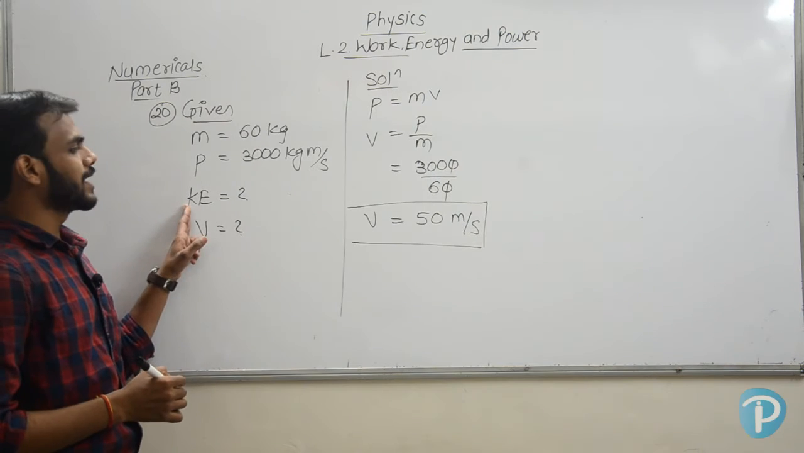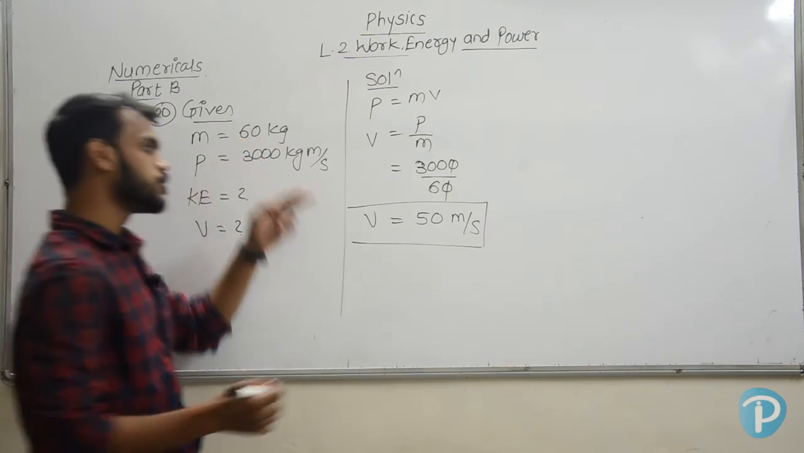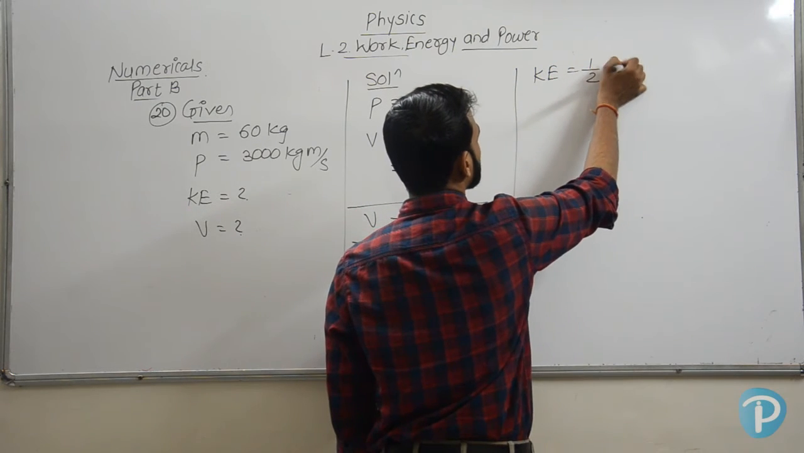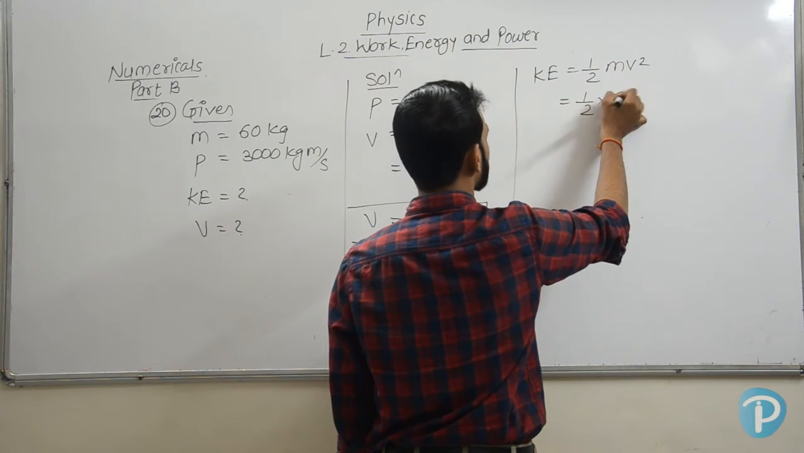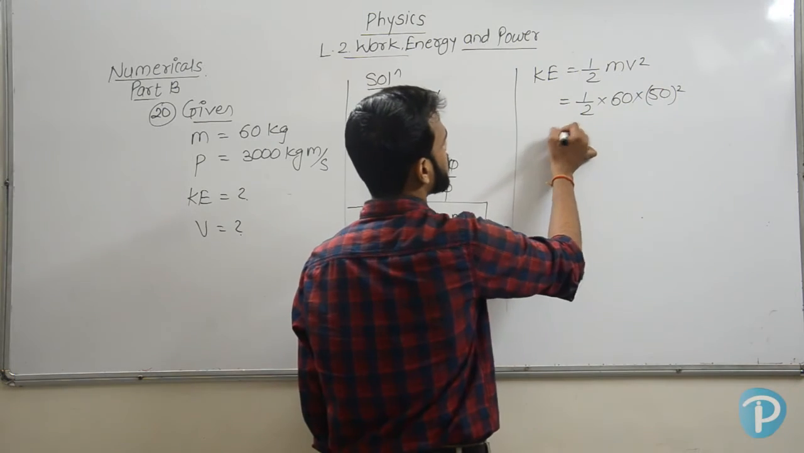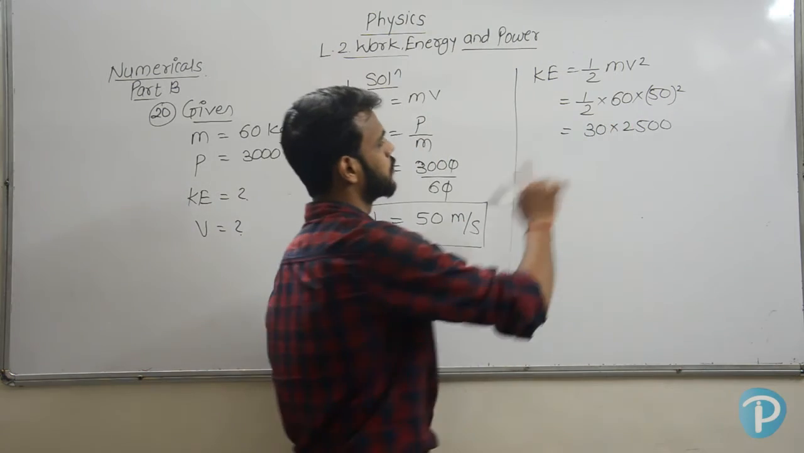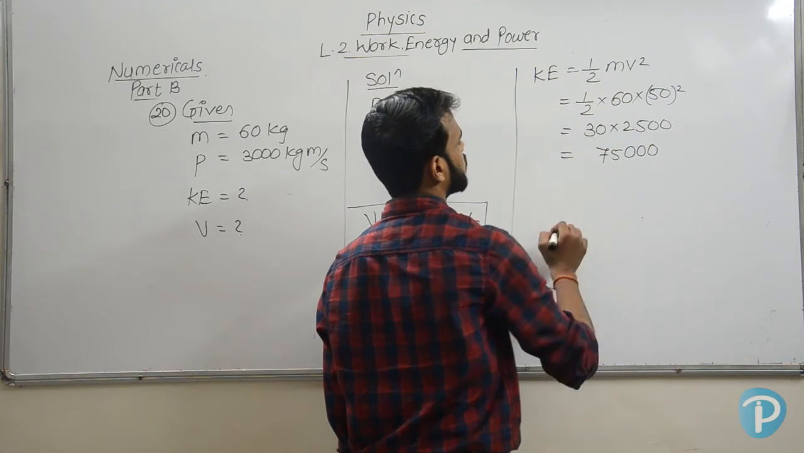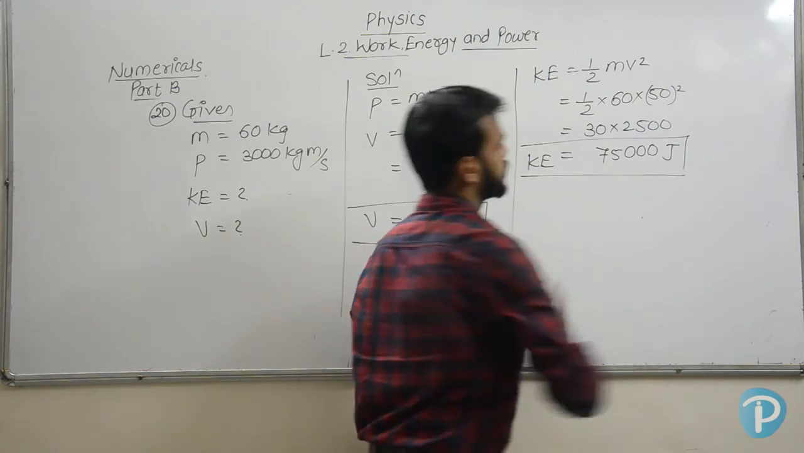Okay. Now we have to calculate the kinetic energy. We have velocity, we have mass also. So kinetic energy can be calculated directly from the equation half into mv square. So 1 by 2 multiplied by mass 60 kg and velocity 50, square of the 50. This will be 30 into 2500. So when you multiply this, you get these 3 zeros as it is, and 25 3s are 75. So 75,000 joules is the kinetic energy possessed by that body.